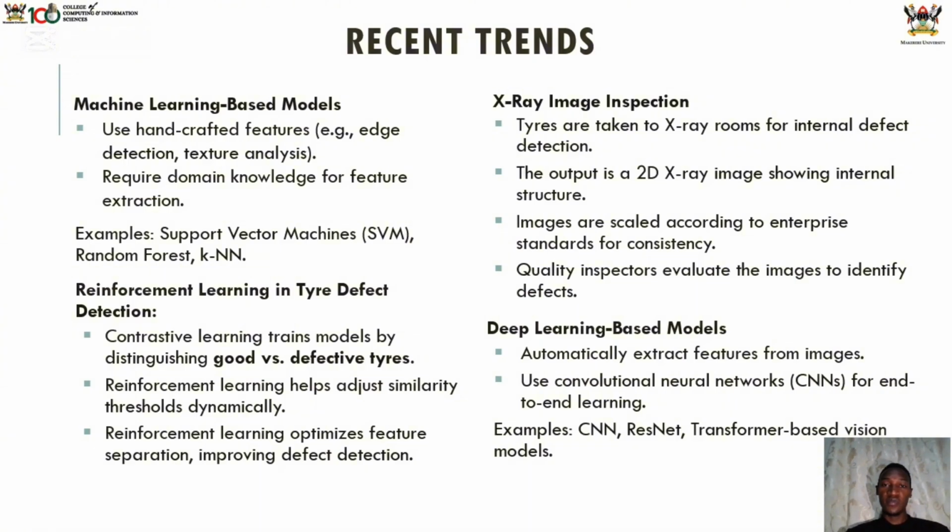Then we have X-ray image inspection, where images of tires are taken to an X-ray room for internal defect detection, and then a 2D X-ray output is made, and it is inspected to see that the tire doesn't have a defect. Then deep learning models such as CNN, ResNet, and so on are being used.